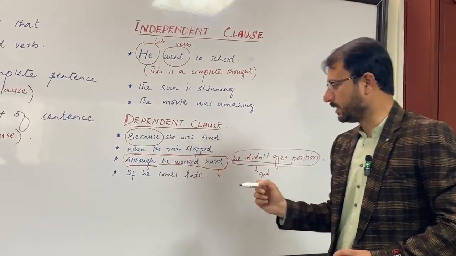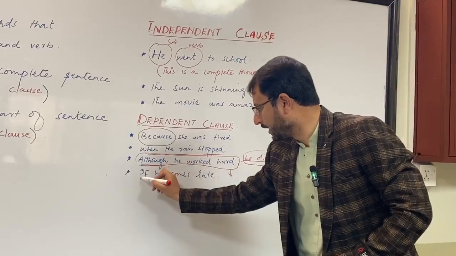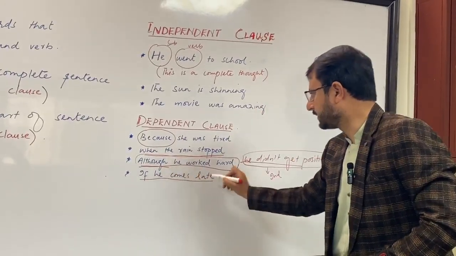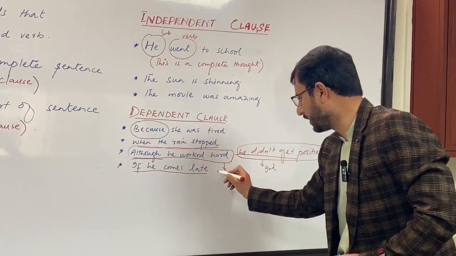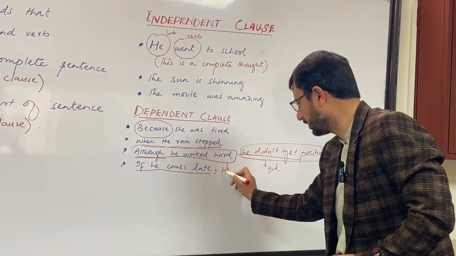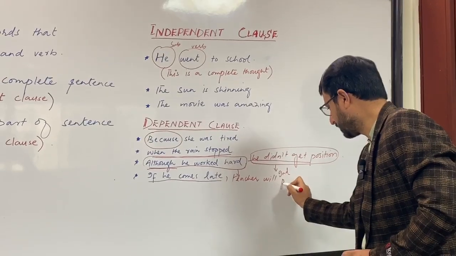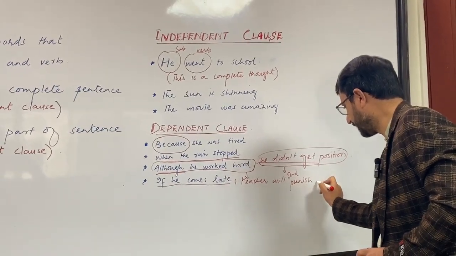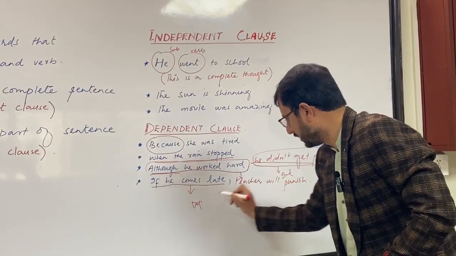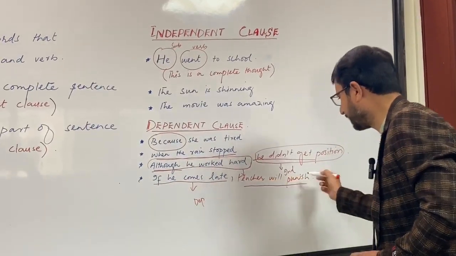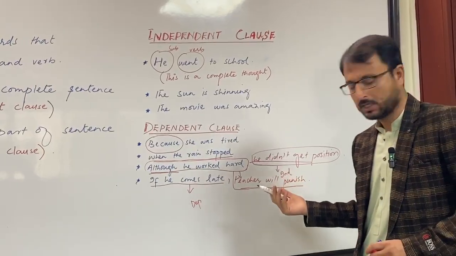If he comes late, agar wo late aata hai, if he comes late, it does not give us complete sense. It is dependent clause. But let me complete it. If he comes late, teacher will punish. Now it gives us complete sense. See, this part is dependent clause and this is independent. Teacher will punish. It can give us complete sense alone.